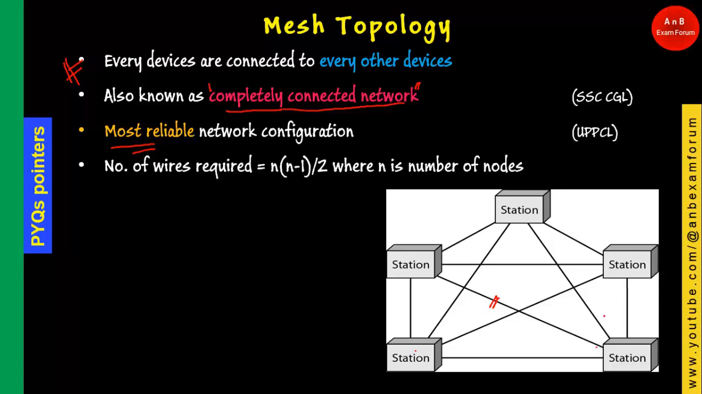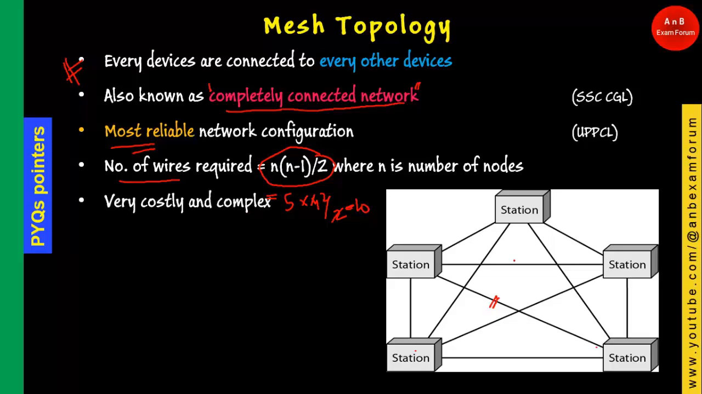And sometimes in the exam they can ask the number of wires required, or the number of channels or paths required. The formula is n into n minus 1 by 2. You can derive this easily when everything is connected to each other. For example, there are 5 stations, so the number of wires required will be 5 into 4 divided by 2. It becomes 10, so you can count it. There are 10 wires required in a mesh topology having 5 nodes.